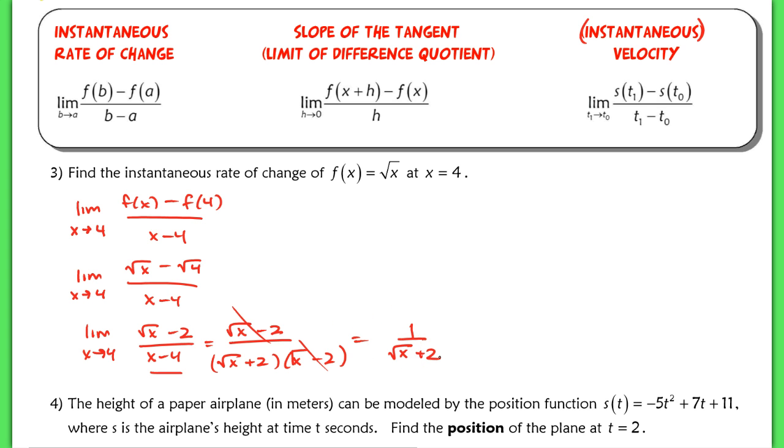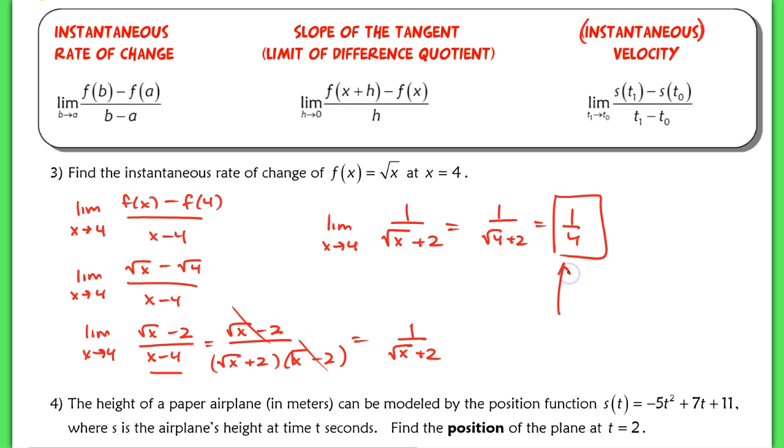Now, because I'm finding this limit as x approaches 4, I'm going to evaluate this limit. Okay, so the limit as x approaches 4 of 1 over root x plus 2. So we plug in 4 here, and the limit will equal 1 over the square root of 4 plus 2, which is 1/4. So we get the exact same result that we did when we used the difference quotient. It's just a little bit faster here.